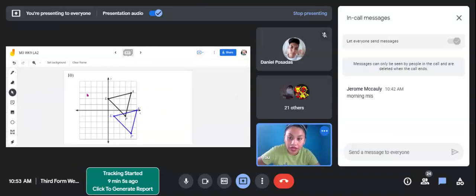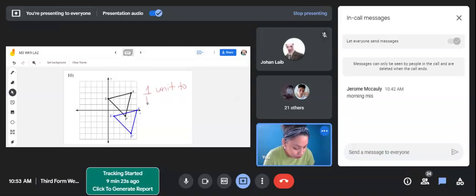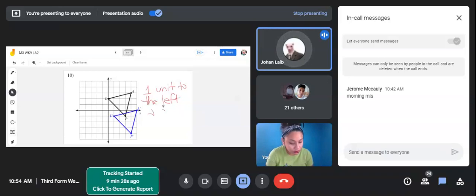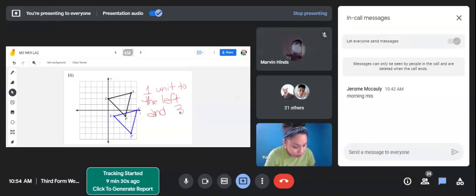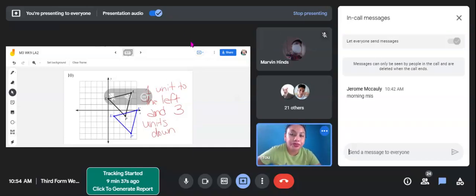Number 10. What happened that from A it went to A1, L to L1, and P to P1? How did this shape move? 1 unit to the left. Okay, good. And 3 units down. Yes?